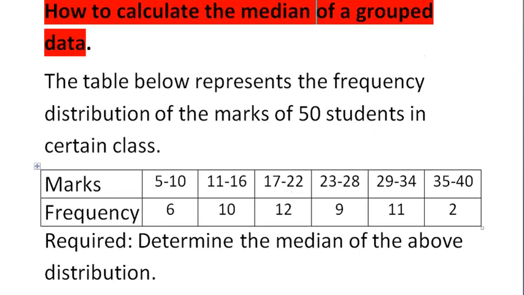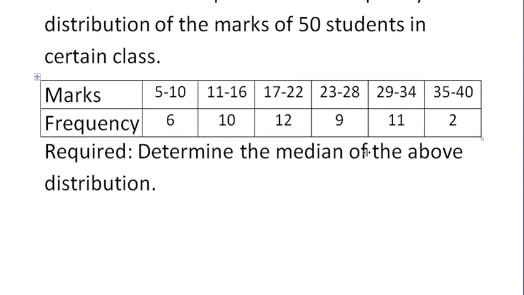This is a grouped data. How do you know that this is a group data? A group data must possess class limits, the range of the classes. As you can look at the marks here, you see 5 to 10. That is to tell you that the marks that must fall under the first class must be between 5 to 10, and the marks that must fall within the second class must be between 11 to 16, and so on and so forth.